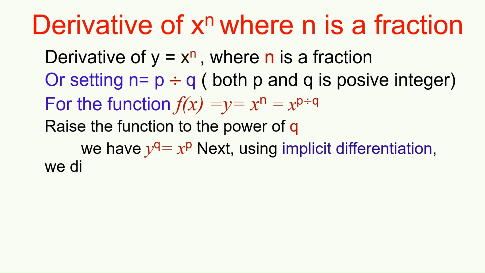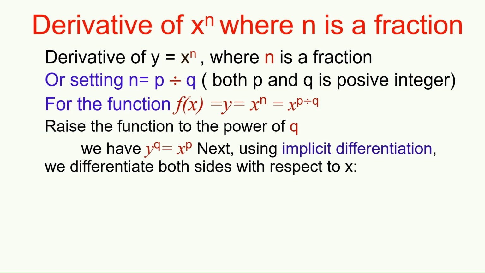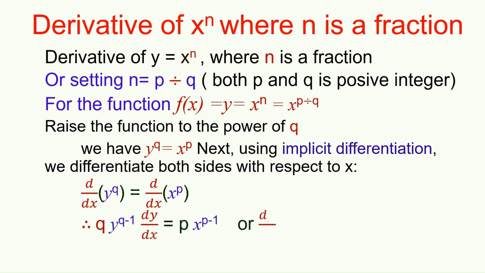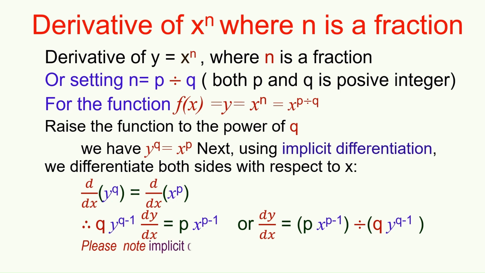Next, using implicit differentiation, we differentiate both sides with respect to x. d/dx y to the power of q equals d/dx x to the power of p. Therefore q y to the power of q minus 1 dy/dx equals p x to the power of p minus 1, or dy/dx equals p x to the power of p minus 1, divided by q y to the power of q minus 1. Please note, implicit differentiation is explained a little later in the video.